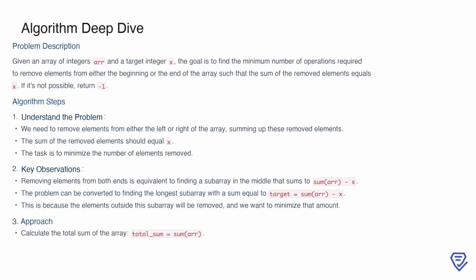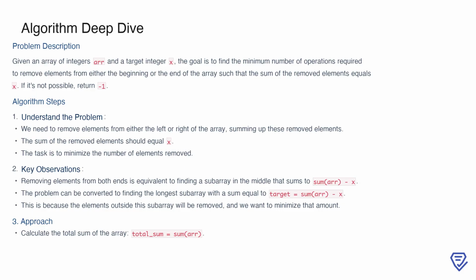Here, we're tasked with finding the minimum number of operations to remove elements from either end of an array so that the sum of the removed elements equals a given target, X. The key here is that we can remove elements from both the beginning and the end, and our goal is to minimize the number of elements removed.